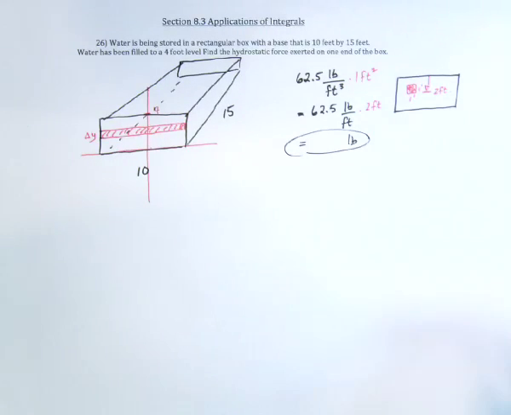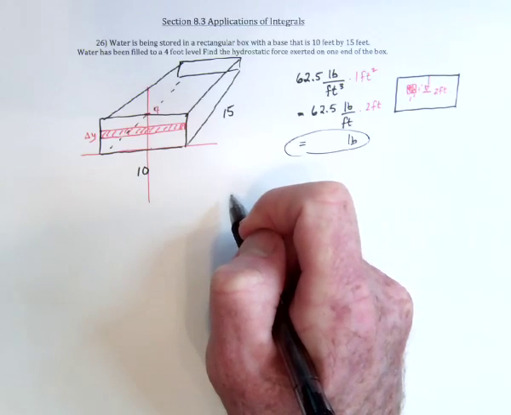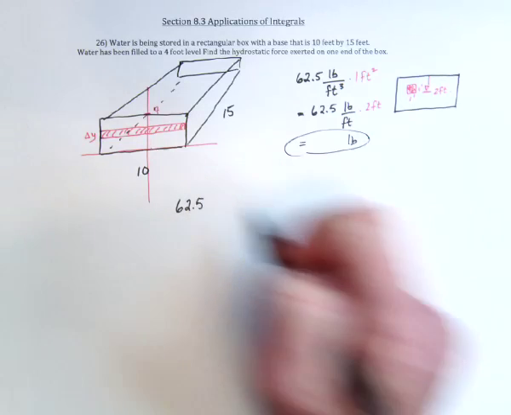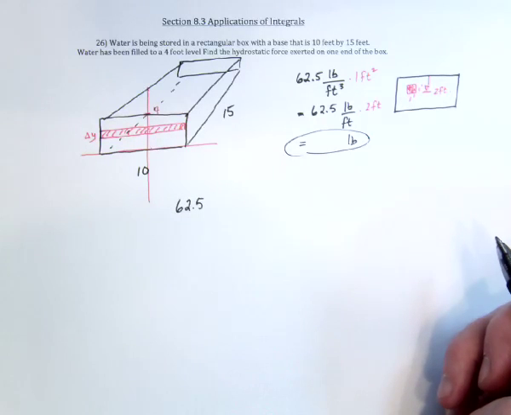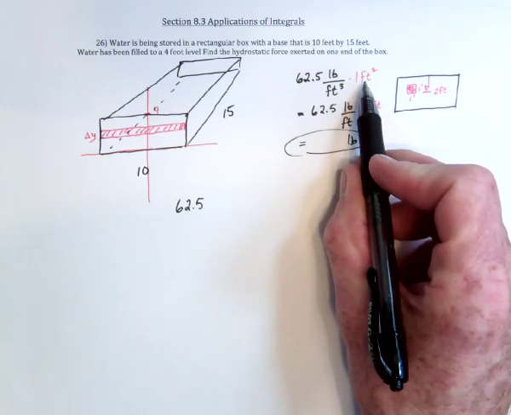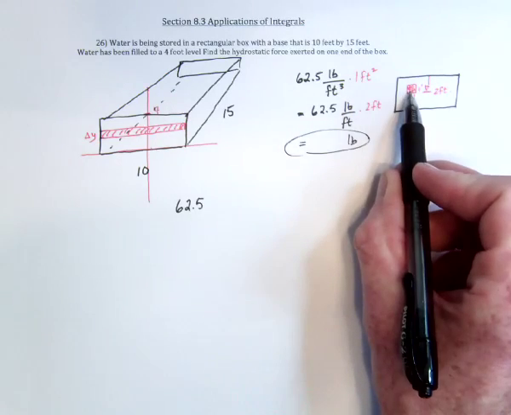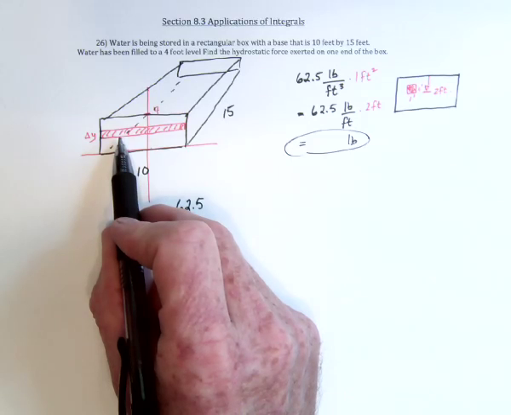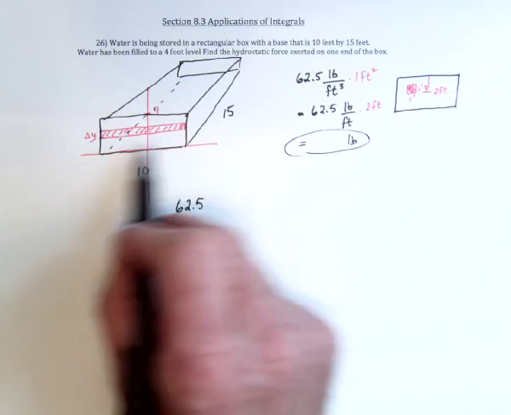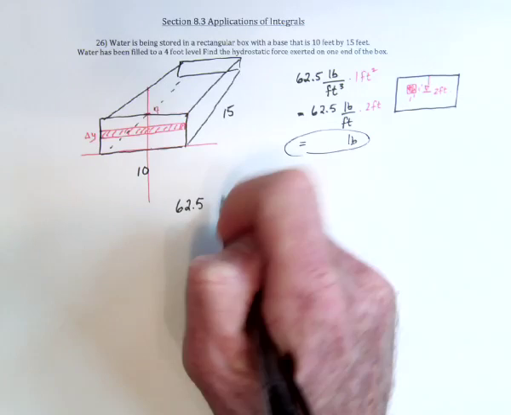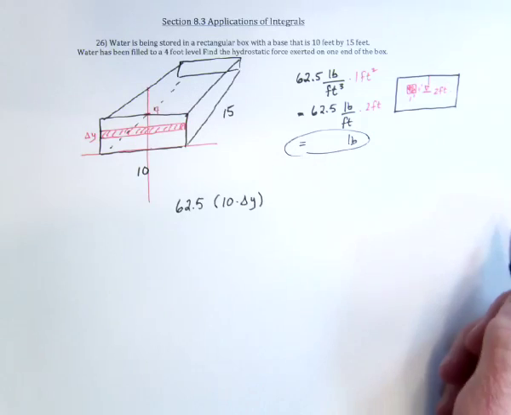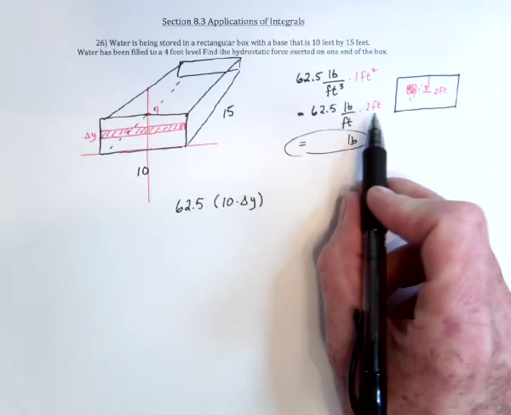So let's see, we would have 62.5 pounds per cubic foot. And then we need to multiply that by the area, which is no longer just a little square, but a rectangle. So the area of this rectangle is just its length, which is 10, and its width, which is delta y. There's that part. And then there's this part.